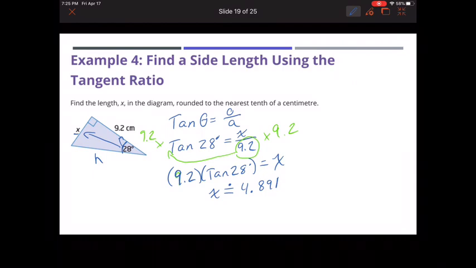We're working in centimeters. So then we can write it out. The length of x is approximately 4.891 centimeters. Round to the nearest tenth.